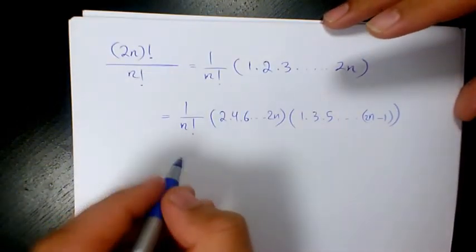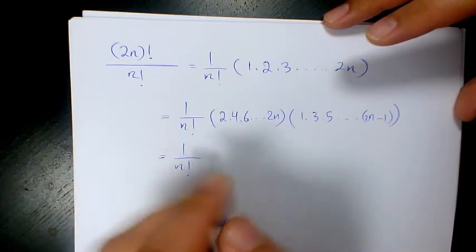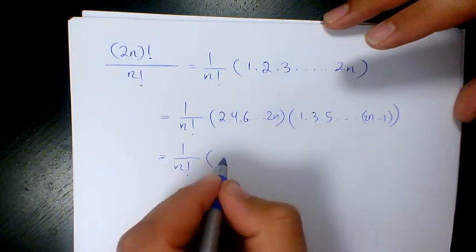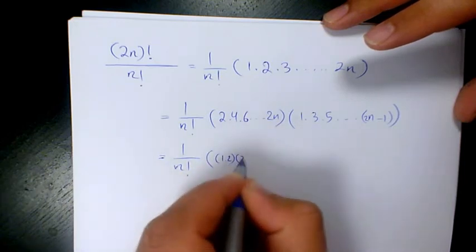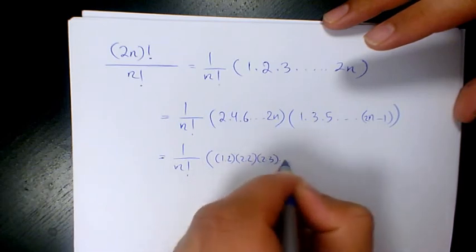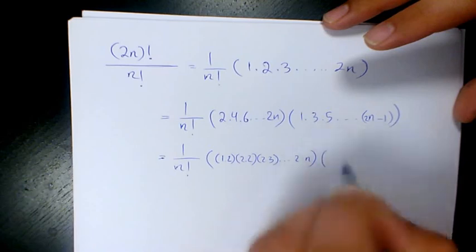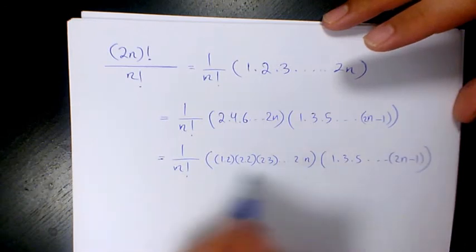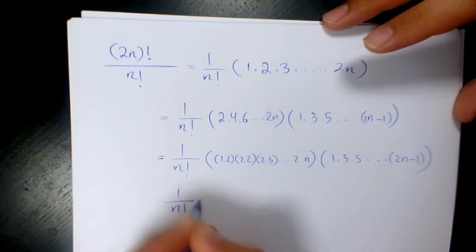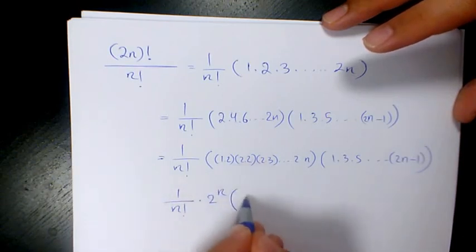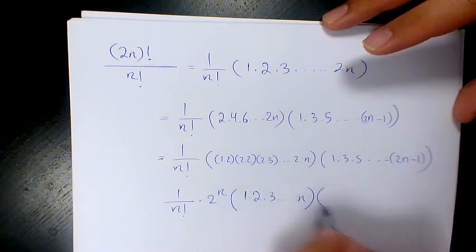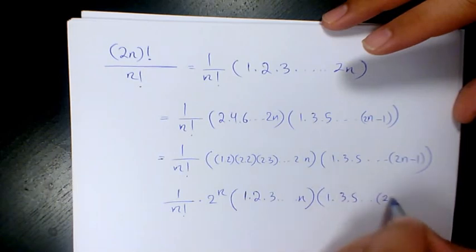Then what you need to do, you have 1 over n factorial, and 2 times 4 times 6 is going to be basically 2 times 1, 2 times 2, 2 times 3, all the way to 2 times n. And here we have 1 times 3 times 5 all the way to (2n minus 1). Now I take all these 2's out and factor, which gives me 2 to the power of n, and here I end up having 1 times 2 times 3 all the way to n. And here we have 1 times 3 times 5 all the way to (2n minus 1).